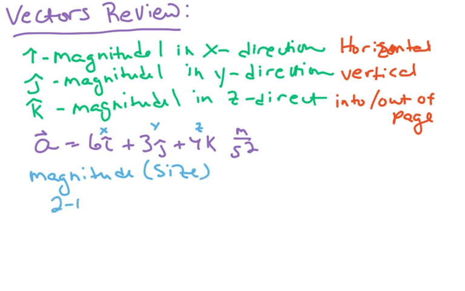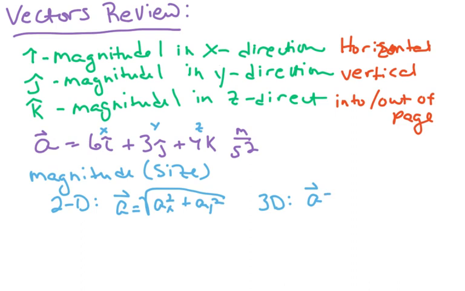If we're doing 2D motion like we did a lot of last year with projectiles, you would find it by taking the acceleration is equal to the square root of the acceleration in the x direction squared plus the acceleration in the y direction squared. Three-dimensional is similar, but now we have to add that k term. So it's still the square root of the x term squared plus the y term squared, but now we add the z term squared as well.